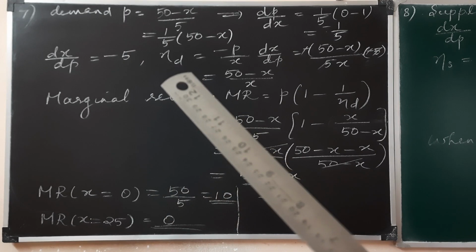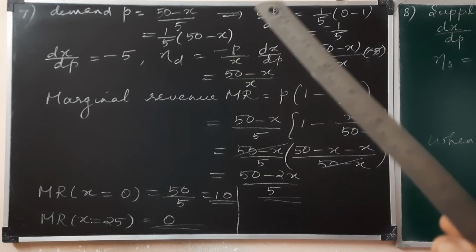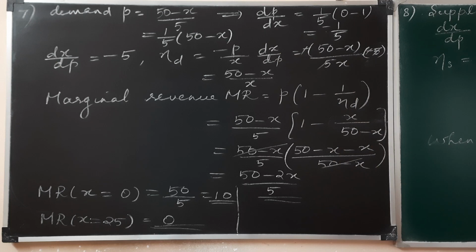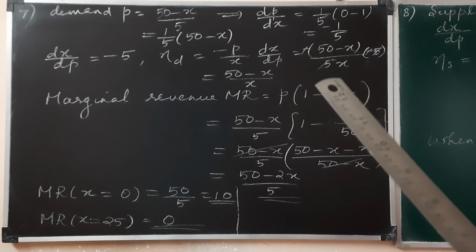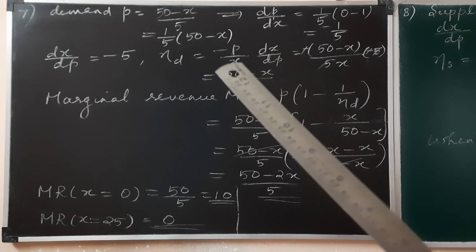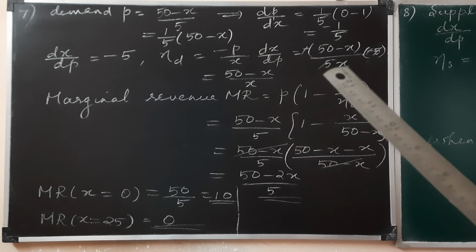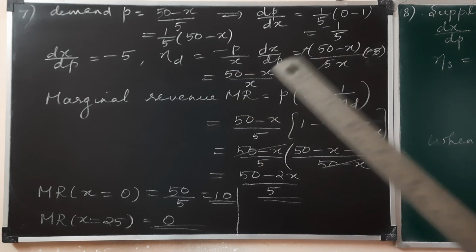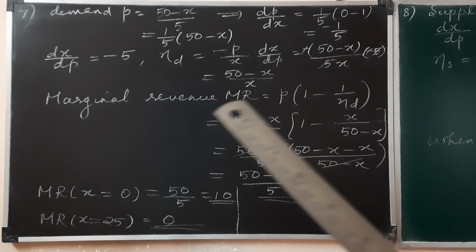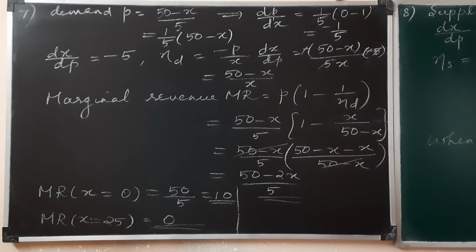Nu d, the elasticity of demand, is defined as minus P by X into dX by dP. So minus of P, which is (50 minus X) by 5, and X comes in the denominator, into dX by dP, which is minus 5. Minus minus cancels, 5 cancels. So it is (50 minus X) by X.